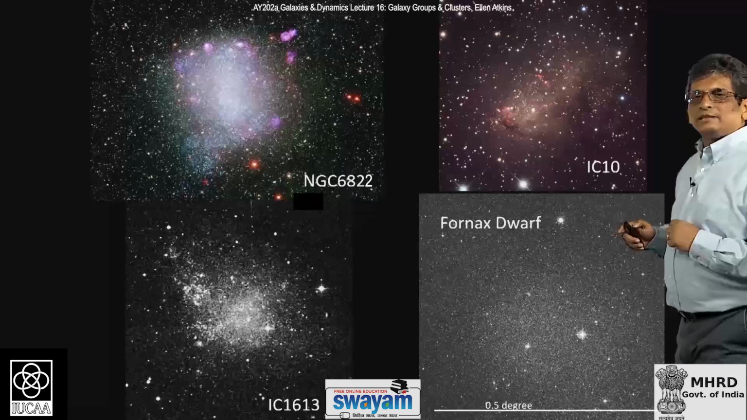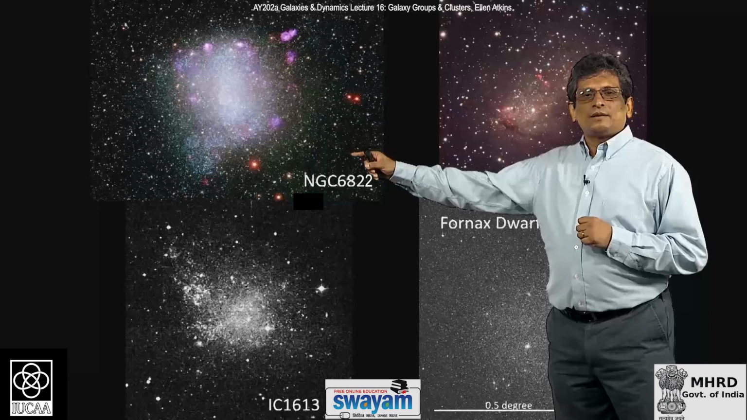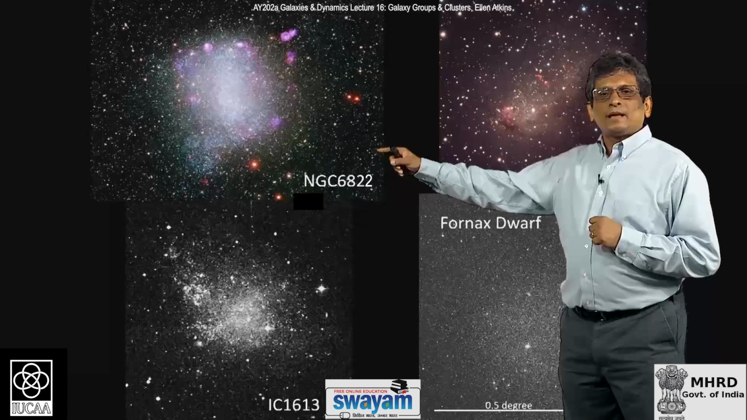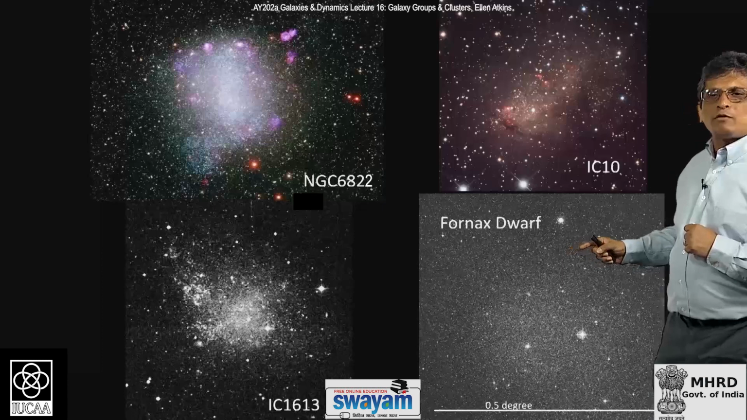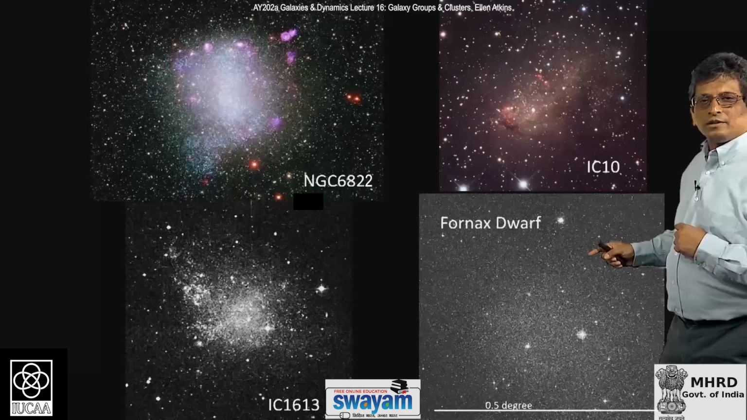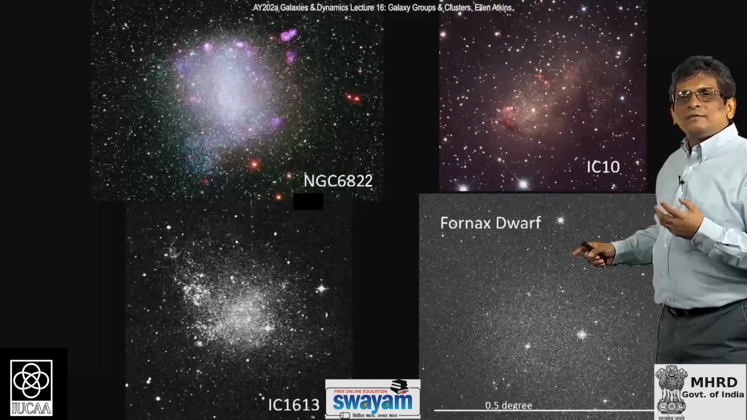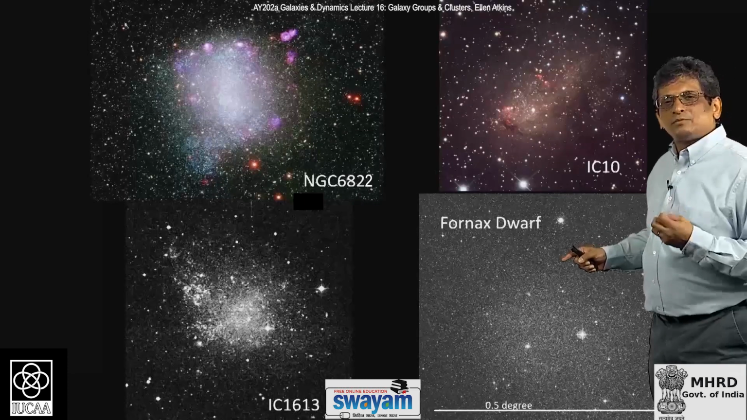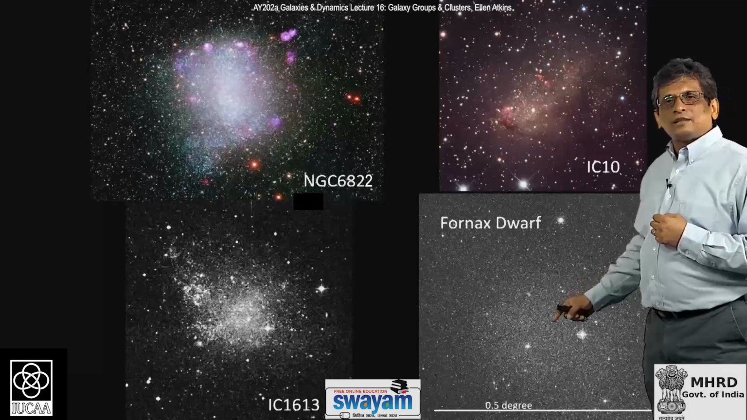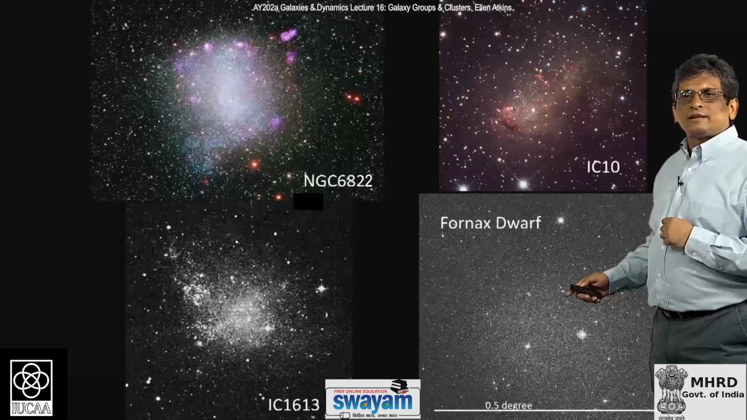Not all of the other satellites can be seen with the naked eye. You need telescopes to see them, and some of the examples are these. Some are very easy to see with a small telescope, like NGC 6822, but some of them, like the Fornax dwarf for example, are very, very difficult to see even in very deep pictures, and it comes up as a smudge in normal pictures, and you need very sophisticated image processing techniques to find out that there is a galaxy actually there. These are some of our neighbors, some of our satellites.